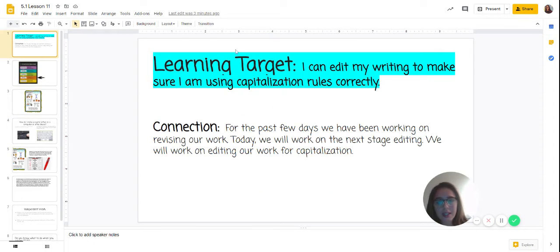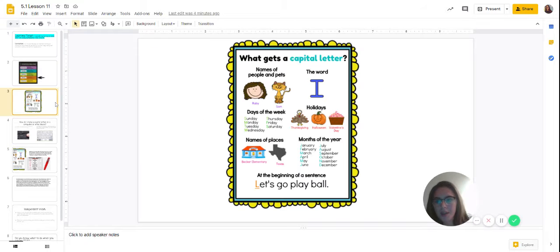Today's learning target says that we're going to be looking at capitalization. So we're going to be looking to see if we use capital letters correctly, because when I read some of your work, I noticed that we weren't using capital letters correctly. So this chart tells us what gets a capital letter. This is just a little refresher.